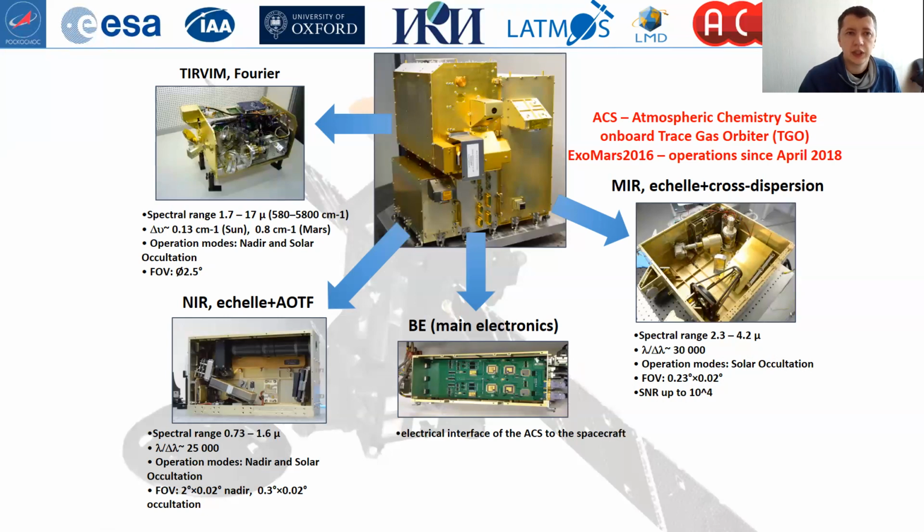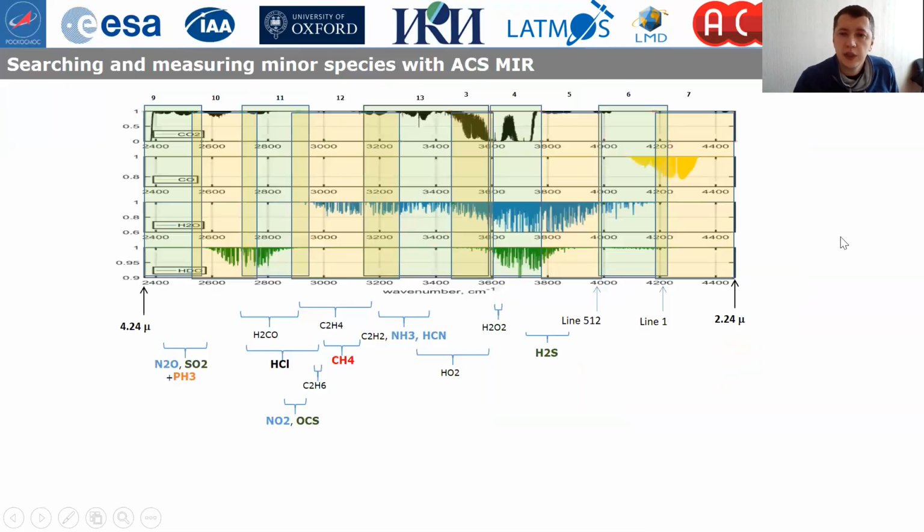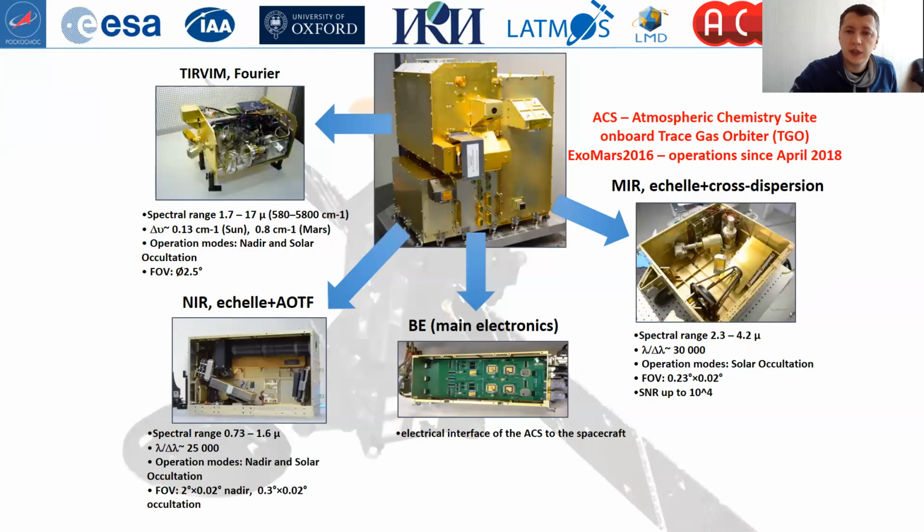It has three scientific channels, each one dedicated to its own spectral range and its own scientific goals. For example, the thermal infrared channel is mostly used for nadir observations and retrievals of temperature profiles. The near-infrared channel, based on an AOTF and HLA, works around 1 micron, mostly measuring water vapor and CO2 profiles that allow retrieval of temperature and pressure. And the third one is the middle infrared, which covers the range from roughly 2 microns to 4 microns.